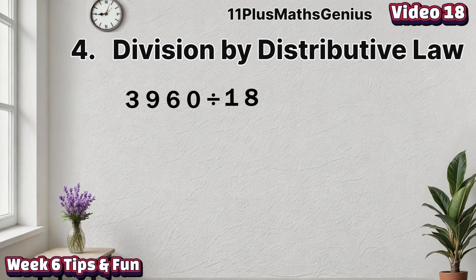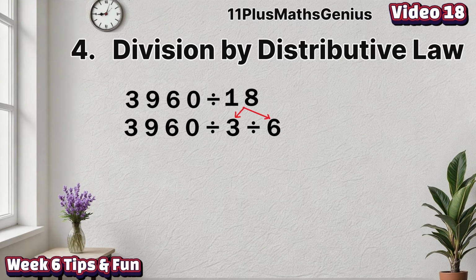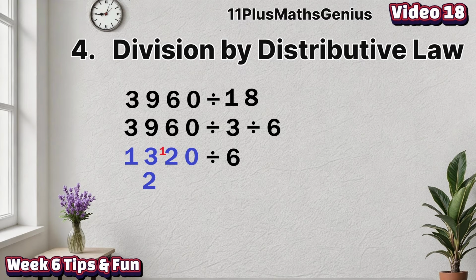Let's see some more examples. 3960 divided by 18. 3 times 6 is 18. So we split 18 into 3 and 6. We can do 2 and 9, but 3 and 6 is more balanced and convenient. However, you can do it either way. Now 3 times 1 is 3, 3 times 3 is 9, 3 times 2 is 6. We bring down 0. Next, 6 times 2 is 12. We put the remainder 1 before the next digit. Again, 6 times 2 is 12. We bring down 0, so the answer is 220.